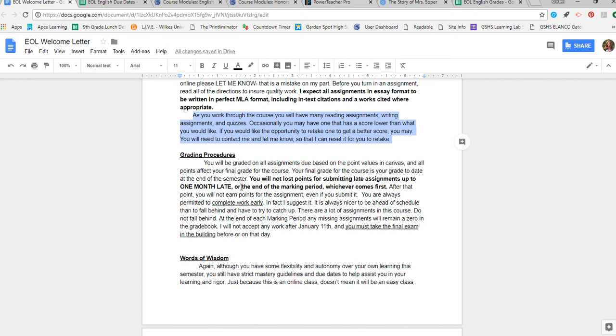While you don't lose points for submitting late assignments in an online class, after 1 month, and this is new, your grade will always be a 0, even if you submit it. So if you have an assignment due August 27th and you submit it September 28th, it's a 0. So make sure you keep up with your assignments.